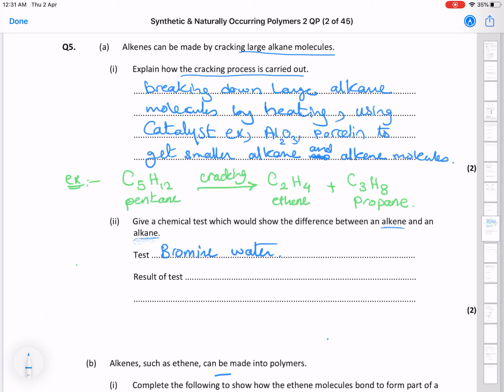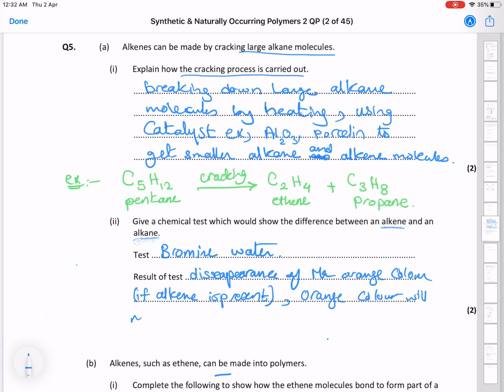Now what will happen? The result of the test will be the disappearance of the orange color, okay, which is decolorization of bromine water if alkene is present. But if alkene is not present, it's only alkane, I would say the orange color will not change with the presence of alkane, if alkane is present.